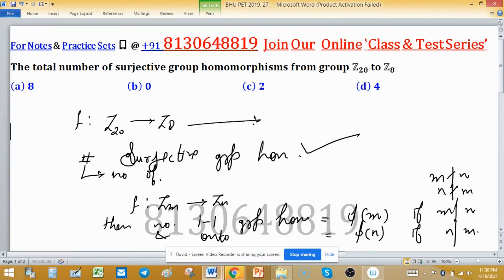So we are seeking surjective group homomorphisms. It means it should be one-one and onto. Because 8 doesn't divide 20, there is no onto group homomorphism. It means there is no surjective group homomorphism. So the answer is mathematically option B.